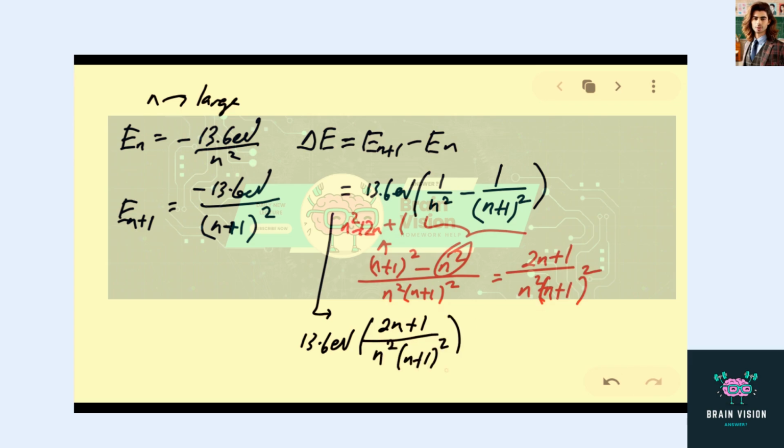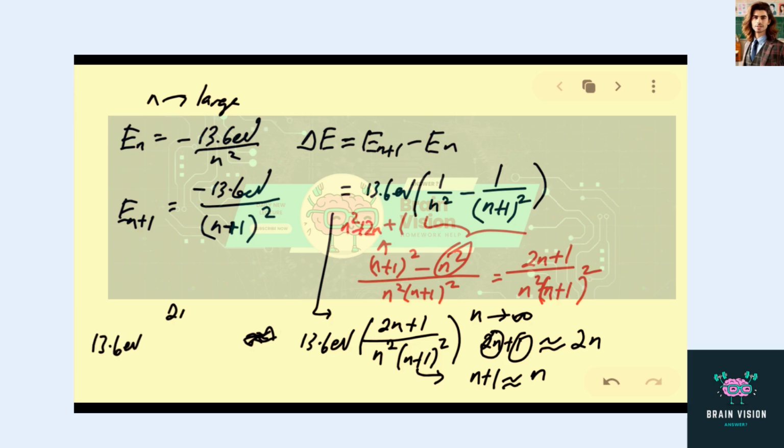Now as n goes to a very large number like infinity, in 2n plus 1, the magnitude of the 1 will be much smaller as compared to the value of n. Therefore 2n plus 1 is just approximately 2n, and for the denominator we can do the same thing. N plus 1 would be approximately just n. So the fraction can be approximated to be just 13.6 eV times 2n over n to the power of 4.